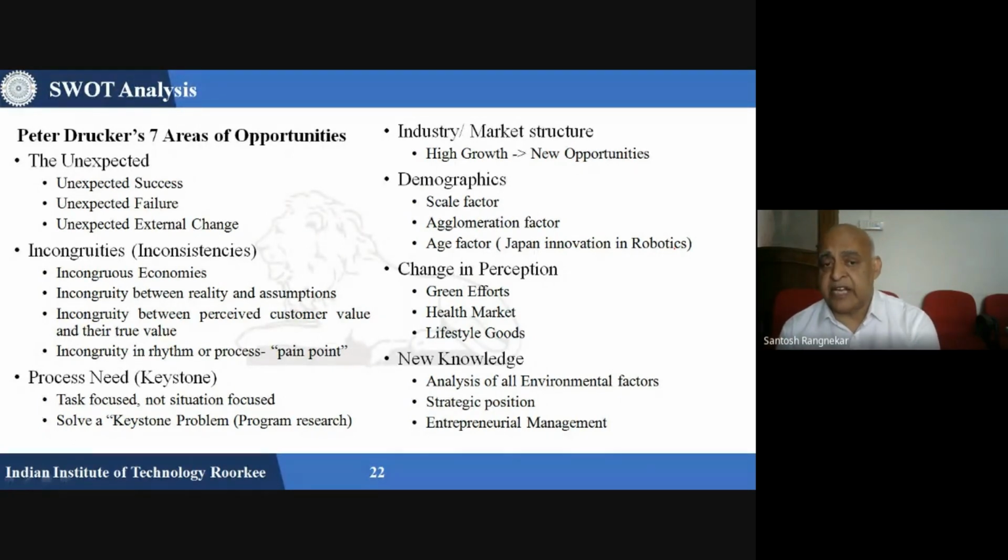There can be unexpected opportunities for success. There might be unexpected failures also. There can be unexpected external change also, right? For example, COVID. Here we can club it with the PESTLE also, and it is about the environmental changes or the political changes, unexpected technological changes.